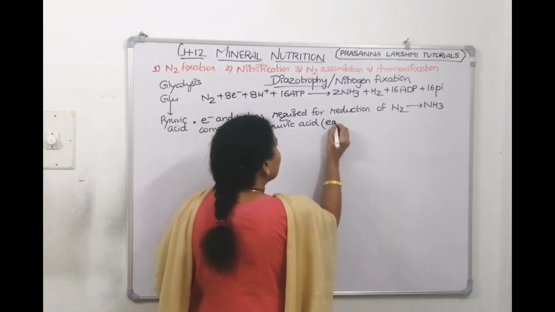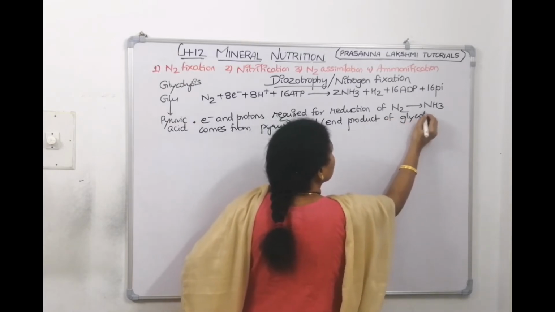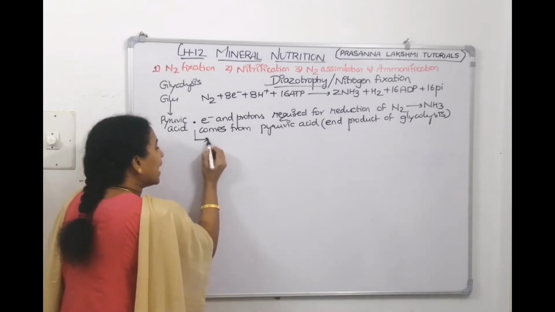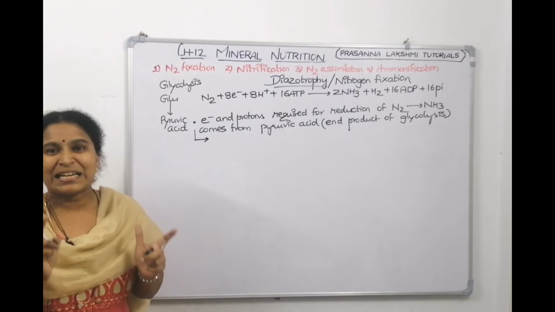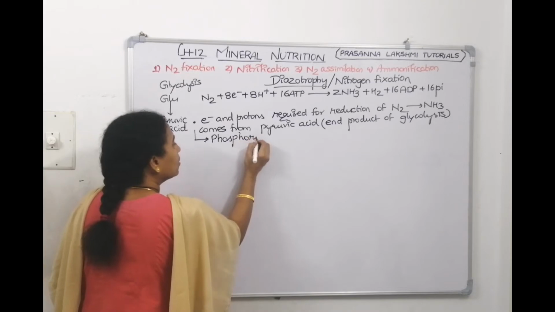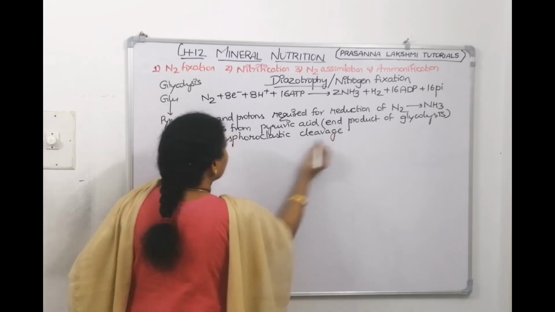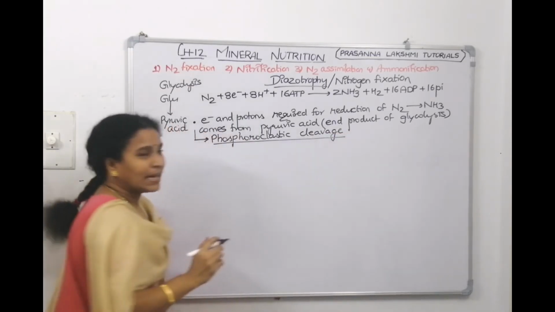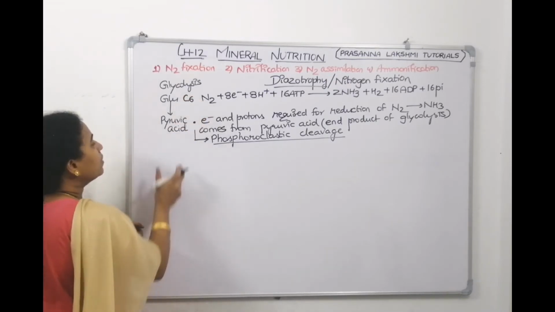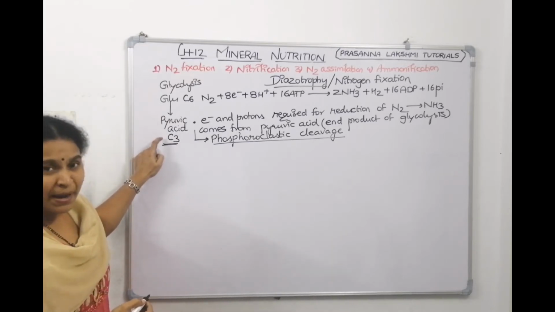What is pyruvic acid? It is the end product of glycolysis, and the reaction is called phosphoroclastic cleavage. What is that reaction called? Phosphoroclastic cleavage. The reaction name is phosphoroclastic cleavage. Follow carefully. Glucose, which is a 6-carbon compound, breaks down to a 3-carbon acid.